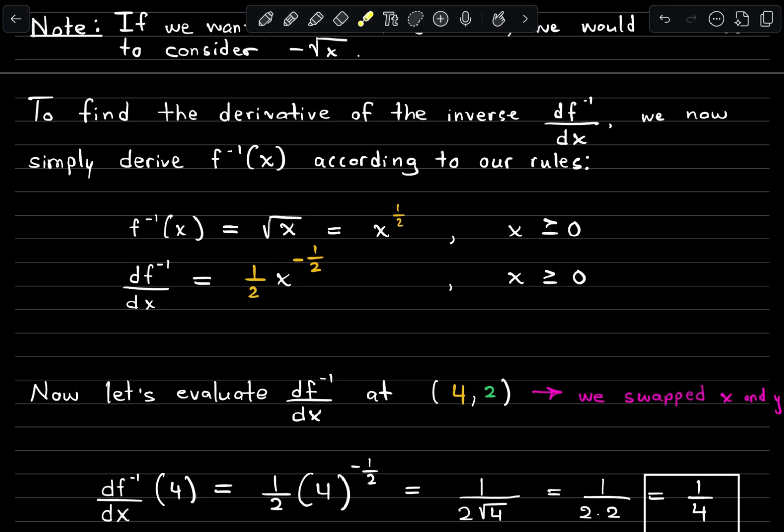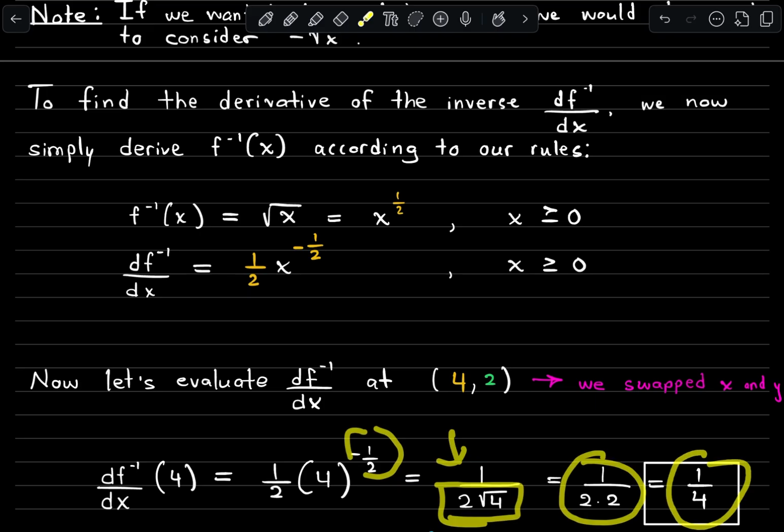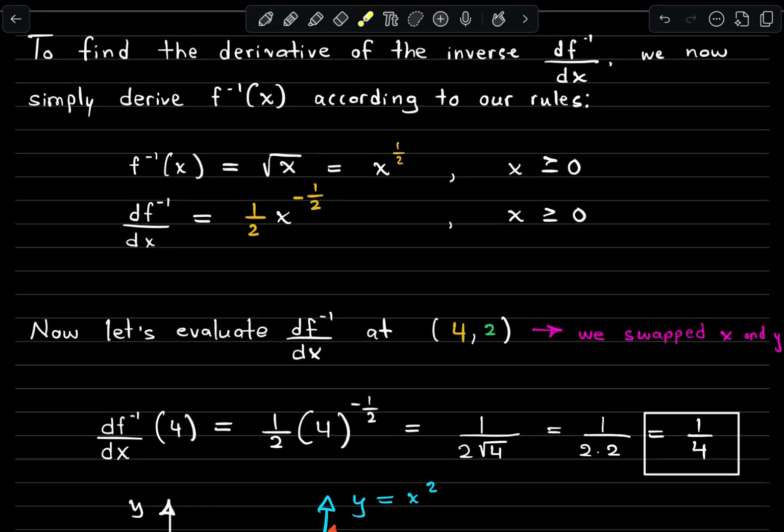Okay. So if we evaluate the derivative of the inverse function at x equals 4, we do our math, 1/2 times 4 to the negative 1/2, which is the same thing as 1 over 2 radical 4. 1 over 2 times 2 is 1/4.